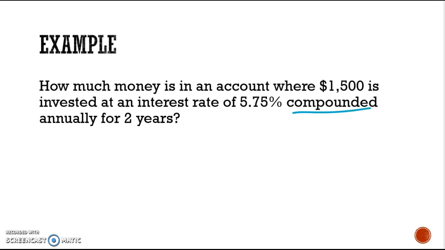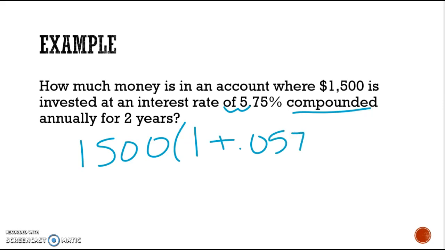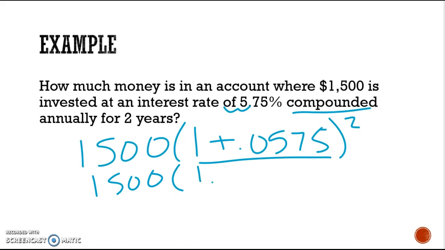So the reason I know to use this new formula is because it has the word compounded in here. Okay, so I'm going to type in 1,500 parenthesis, the 1 plus never changes. Okay, so now move your decimal. It's going to be 0.0575, and then my time is 2 years. So now I have to do order of operations. Start with the parentheses. That gives me 1.0575 squared.